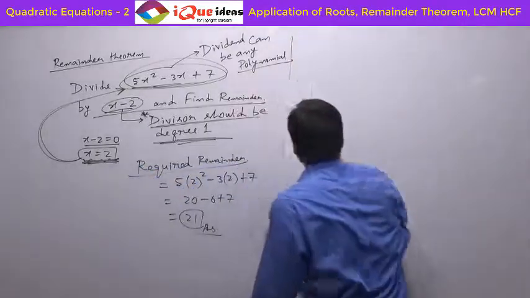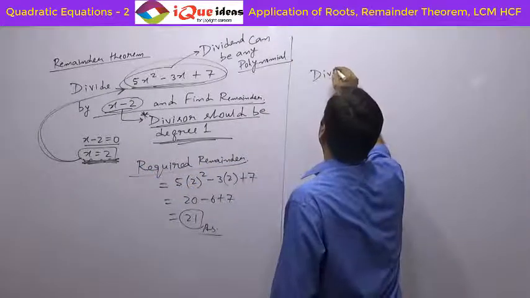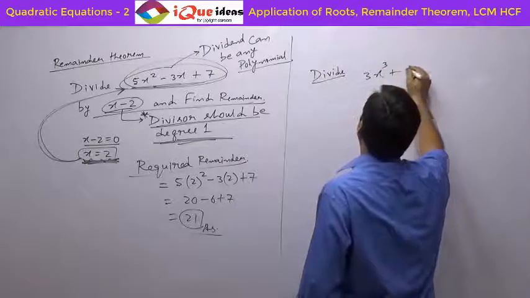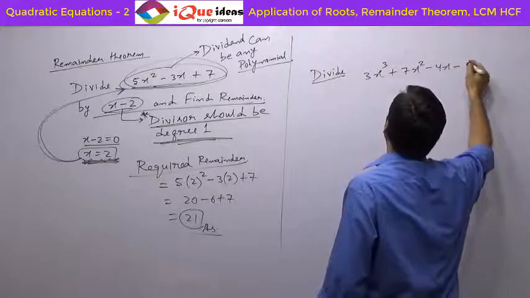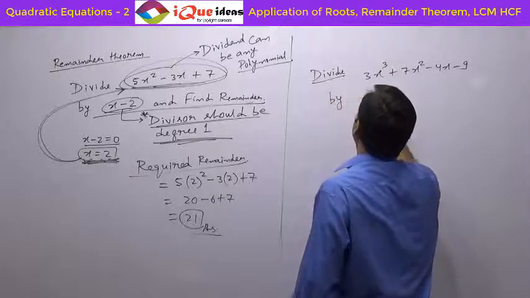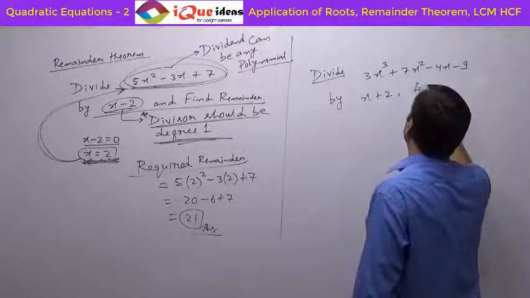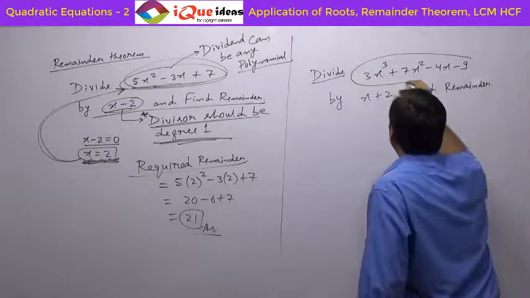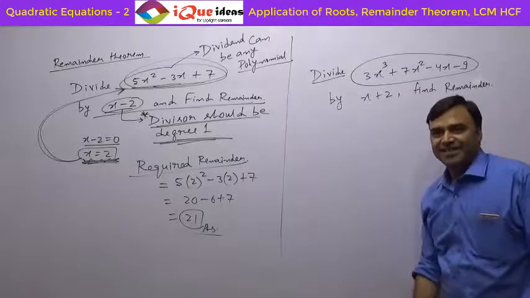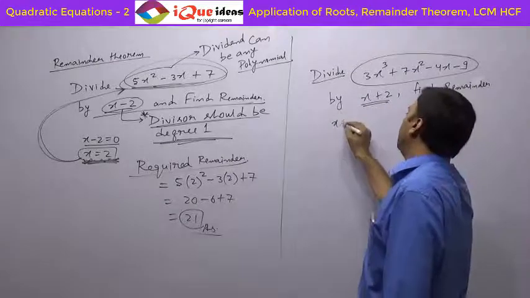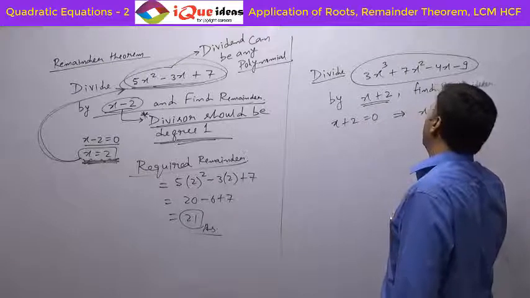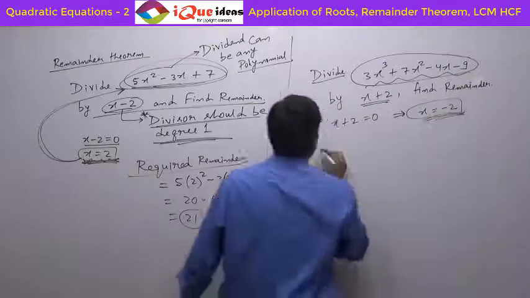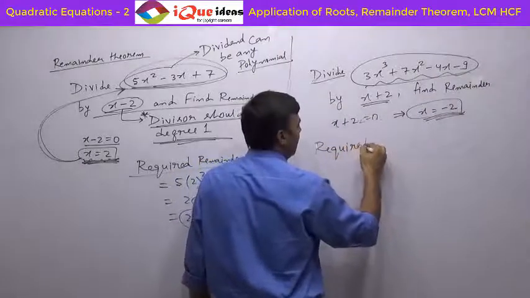Okay. Let's take another example. If I say divide 3x cube plus 7x square minus 4x minus 9 by x plus 2. Find remainder. Alright, now what do you need to do in this? The dividend can be of any degree, doesn't matter. Okay, just equate the divisor to 0. So x plus 2 is 0, that means x equal to minus 2. Straight away put x equal to minus 2 in this whole expression in place of x, you will get your remainder.